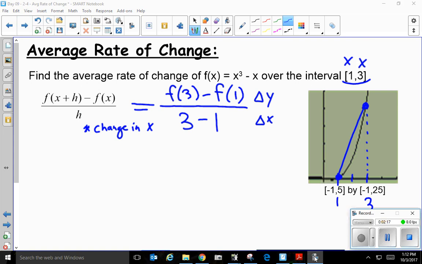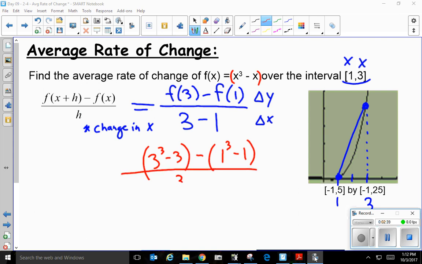So, who can tell me what is my value? I hate to write everything out because we're so smart. If I put a 3 in here, I've got 3 cubed minus 3. Okay? I'm going to subtract, putting a 1 in there. It's 1 cubed minus 1, all over 3 minus 1.